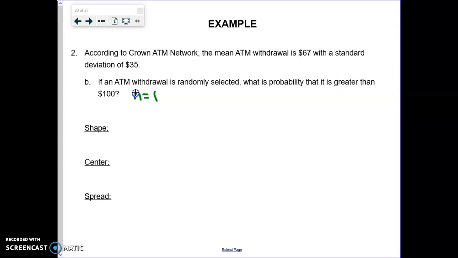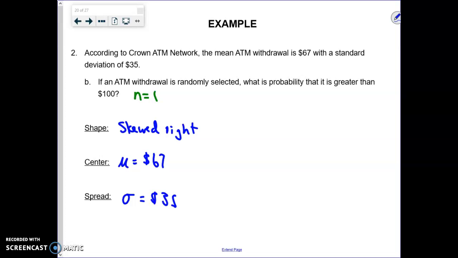Well, if we take a look at the shape, right away we said in part A that the distribution is probably not normal. The population shape is probably not normal. It is more than likely skewed right. Okay, the center would be at our population mean of $67, and our spread, since we're not talking about a sampling distribution, we're only looking at a sample size of 1, an individual withdrawal, is going to be the population standard deviation of $35.